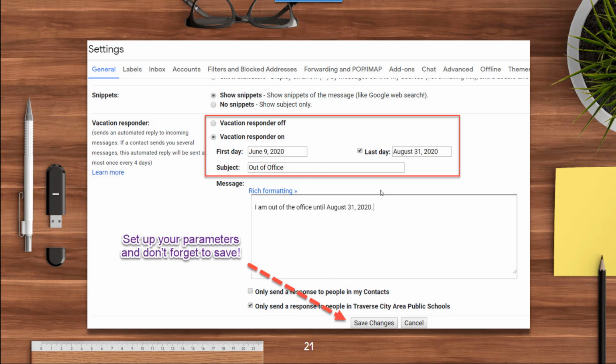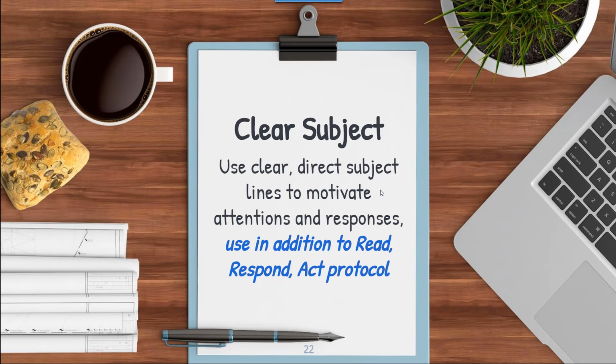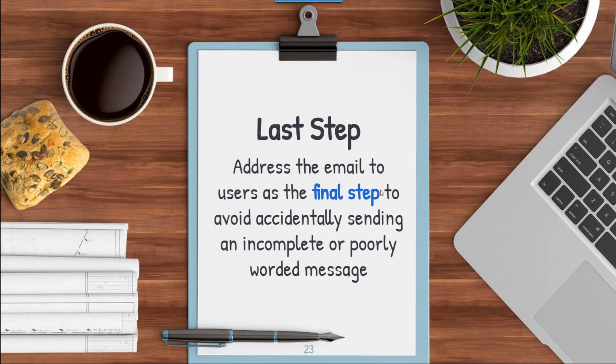Use a clear subject in order to motivate the attention of your users and to motivate responses. Use this in addition to read, respond, and act. As a last step in the email creation process, address your email to the users for whom the message is intended. Message senders can avoid accidentally sending an incomplete or poorly worded message by addressing the email last.